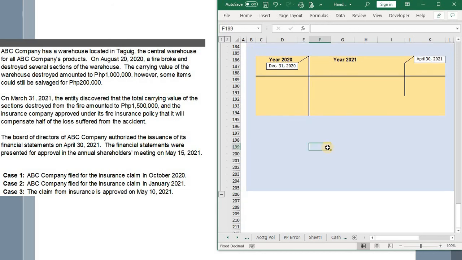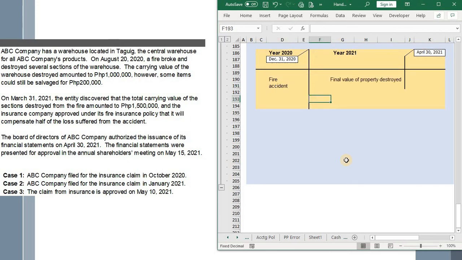So now for case 3, the claim from insurance is approved on May 10, 2021. So instead of March 31, the approval is received on May 10, 2021. So again, there are two events that occurred after 2020. However, the event that is considered under PAS 10 is only the event that will occur between these two dates. Then the condition that existed in 2020 is the fire accident.